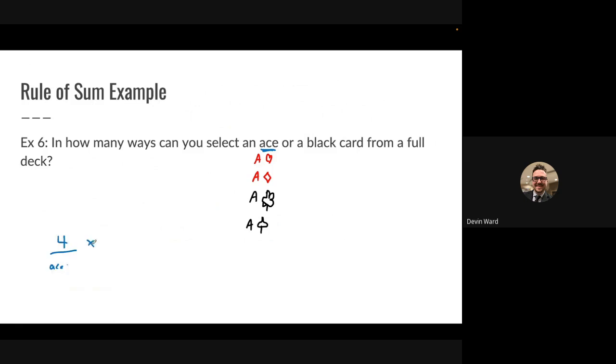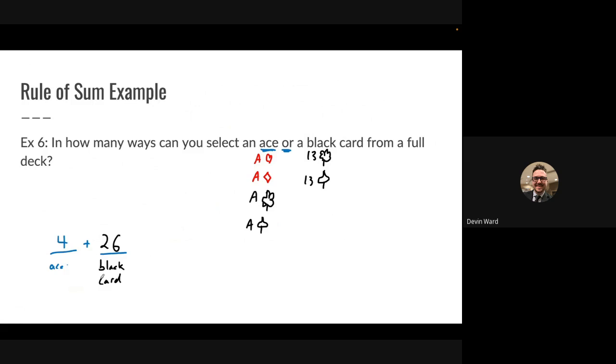Times how many different ways can we get a black card? For a black card, remember there's 13 clubs and 13 spades. Altogether, there are 26 different black cards. Oh, sorry, I'm not multiplying. We are adding because we want, again, or. We want an ace or a black card.